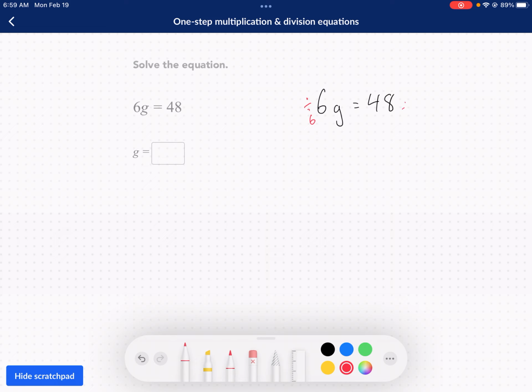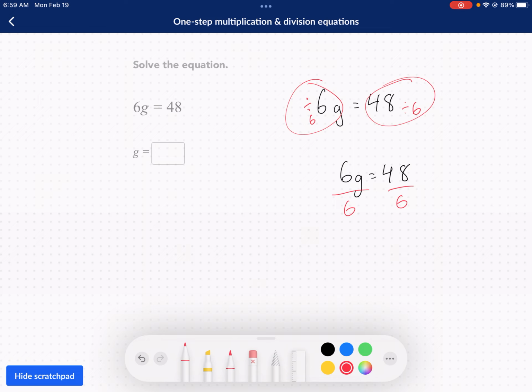Now, I think this is a little funky, writing it like this, that divide by 6. So I think the better way to do it is like this, okay, using fractions. You almost never see it written this way in higher math. So just get used to it by putting it in fraction form.